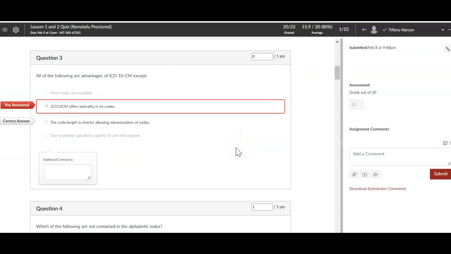All of the following are advantages of ICD-10 except this is not an advantage. The code length is shorter, allowing memorization of codes. Once again, you can never ever memorize a code. I'm not saying you can't, but there'd be so many codes. And the code length is not shorter. The code length is actually quite long.